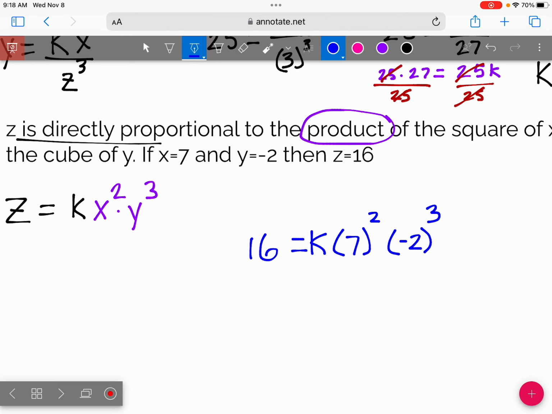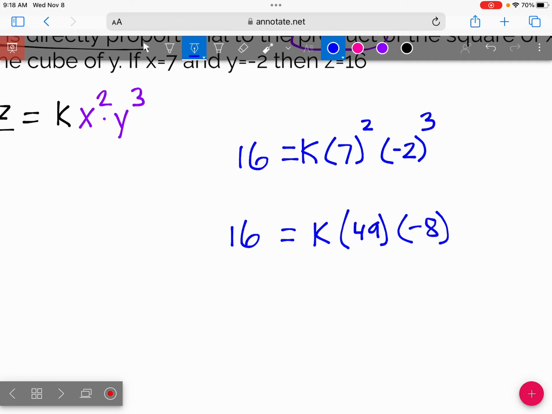So let's simplify this a little. So 16 equals k times 7 squared, which is 49. Negative 2 cubed is negative 8. What do we need to do next? Multiply 49 times -8. You could. Divide by -8. I was going to say, if we divide by negative 8, it is going to make our lives a little bit easier.